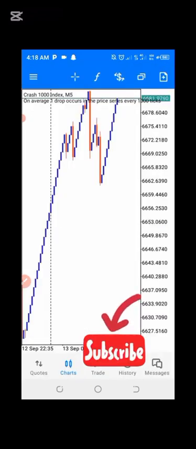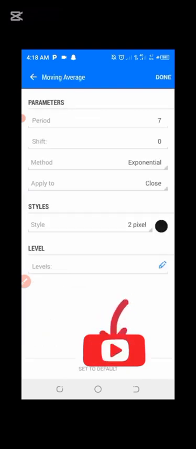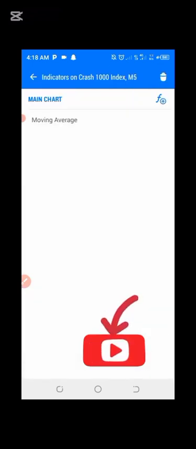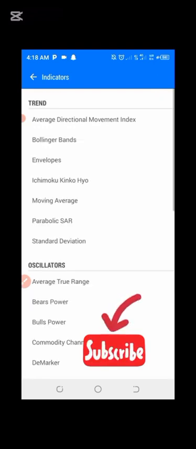Right, so the first thing we used, I will click on this F plus here. We had our moving average. The first moving average we used had period 7, shift 0. You can screenshot so that we won't waste time. Just set it up the way it is like this. Once you are done, you click on done, then you click on this F plus again and add another moving average.